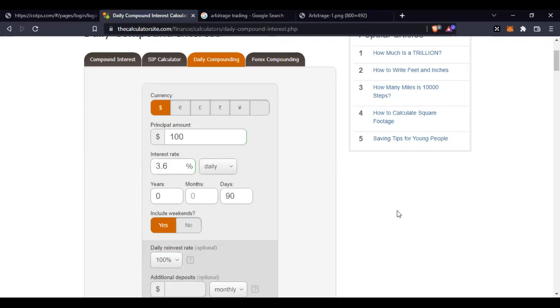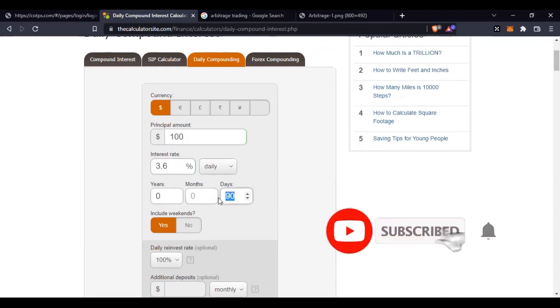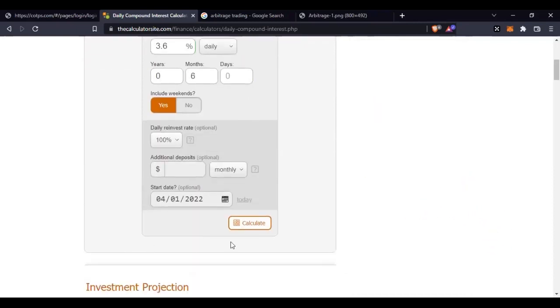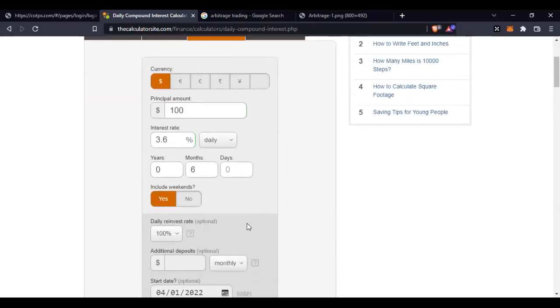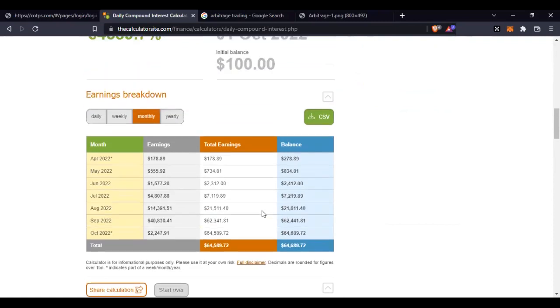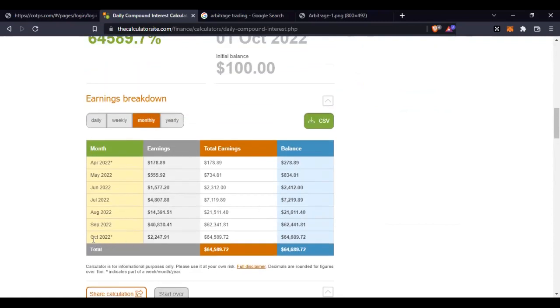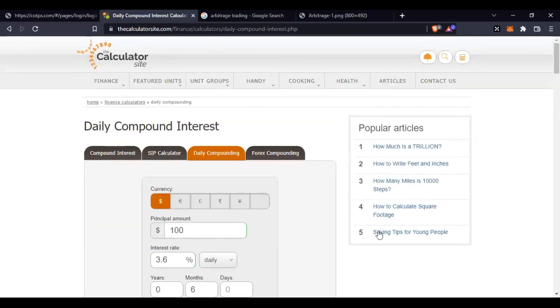If eventually this platform lasts till the end of this year, just try to imagine how much you'll be making from this platform, okay? From now to the end of this year will give us how many months? Let's say six months, right? It's more than 6 months, but let me just go with 6 months. Okay, and I'm calculating this for $100. All right. So in 6 months, by October, your $100 will be worth $64,000.